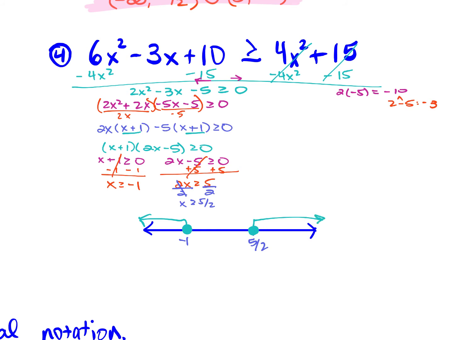Test a number. A number between the two numbers that you have there is 0. If you plug the 0 in, that gives you 10 is greater than or equal to 15. Is that true? No. So the shading should not be where that 0 falls, which is in between the two numbers. So what your shading is right now is correct. To write this in interval notation, you're going to go from negative infinity up to negative 1, including the negative 1, so that gets the bracket, with a union of 5 over 2, including the 5 over 2, so the bracket goes on that, to infinity.